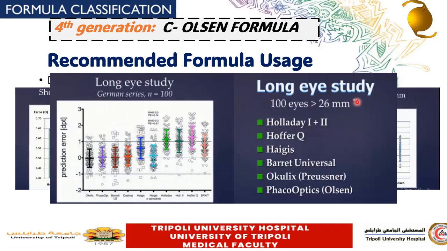This study was also done for long eyes for the same formulas, and you can see here in the extreme on the left side, the Okulix doing the best with very minimum predicted error, followed by the PhacoOptics, that's the Olsen formula. However, other formulas also show hyperopic surprises in long eyes. For example, the RKT formula shows a hyperopic shift in the calculations, with hyperopic surprise. So overall, the Olsen formula is good in all ranges of eye sizes, average and long, with its main advantage over other formulas in short eyes.